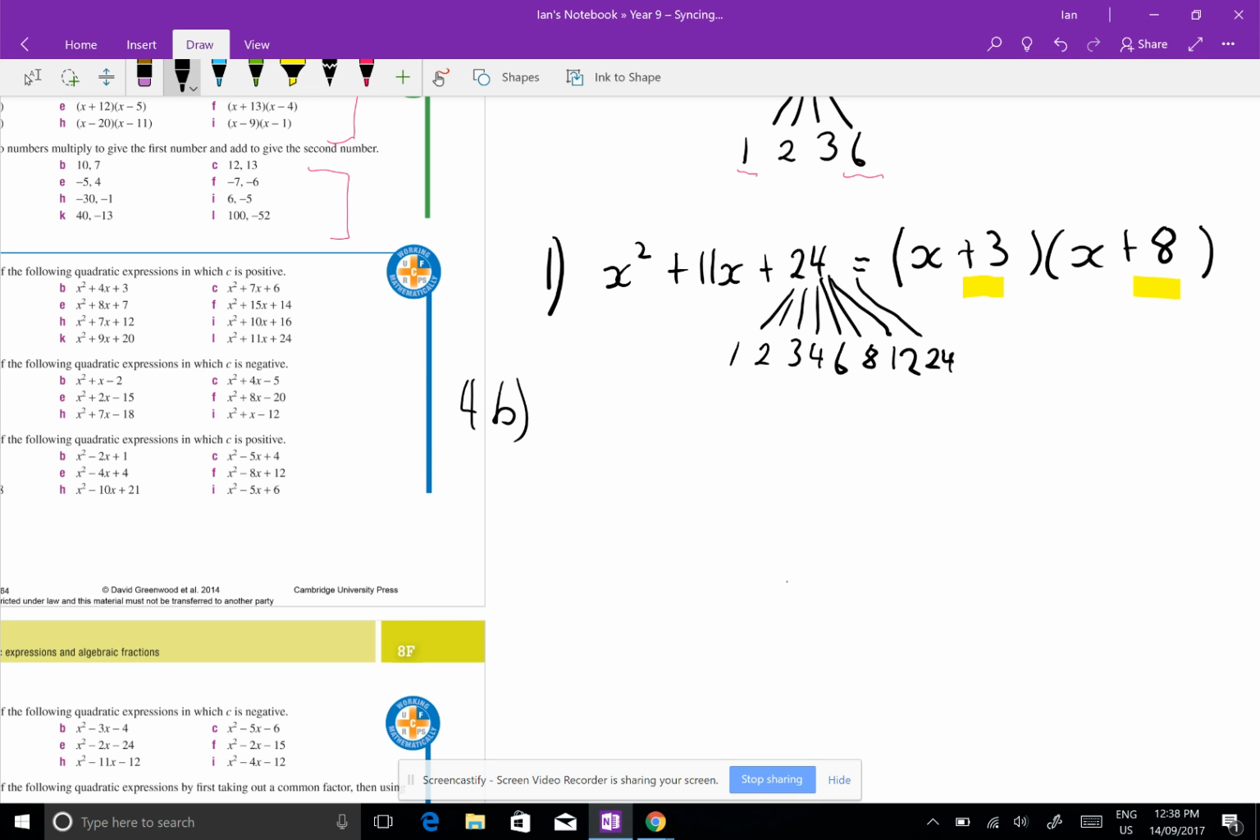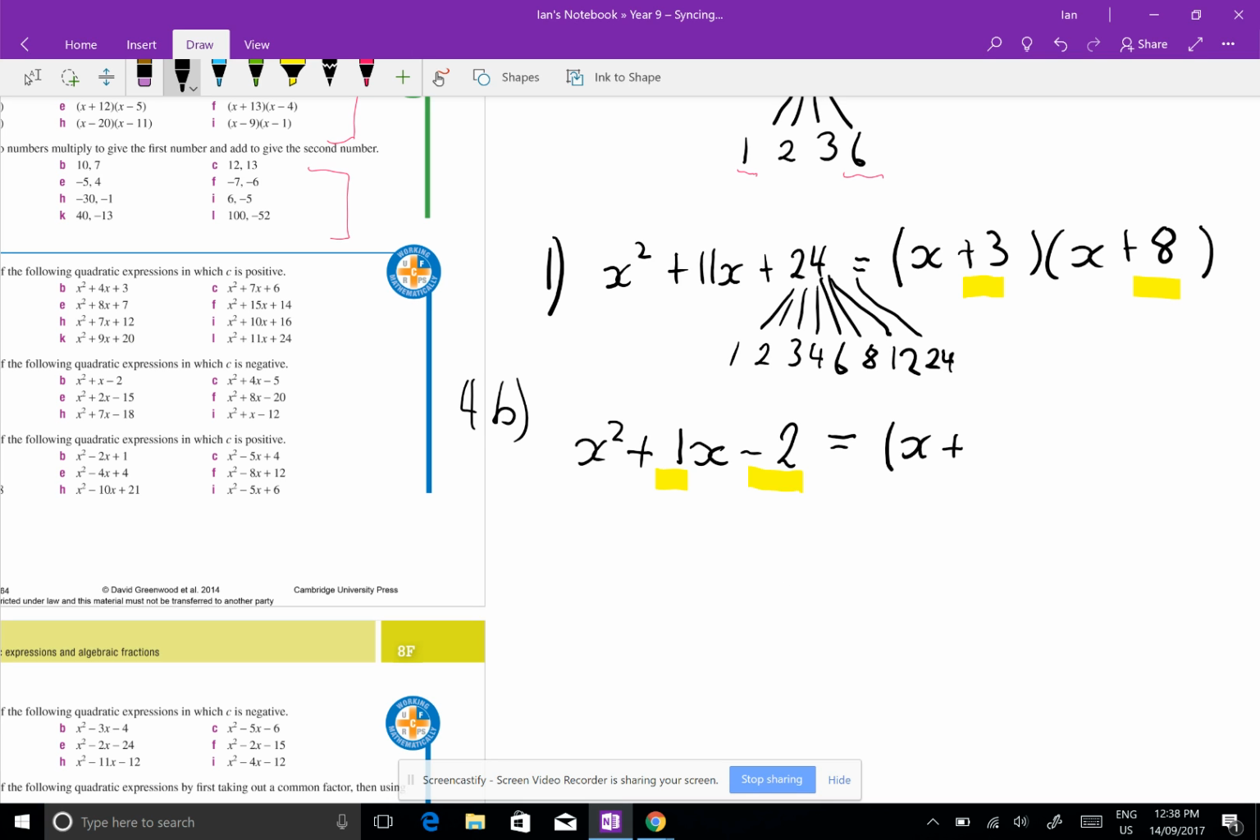Now, I've got x squared plus 1x minus 2. Well, there's no x there. What number? Yeah, well, we know there's a 1 there. So I need something that adds up to 1 and multiplies out to minus 2. And straight away we know to get a negative, one of them has to be positive and one of them has to be negative. So let's set it up.